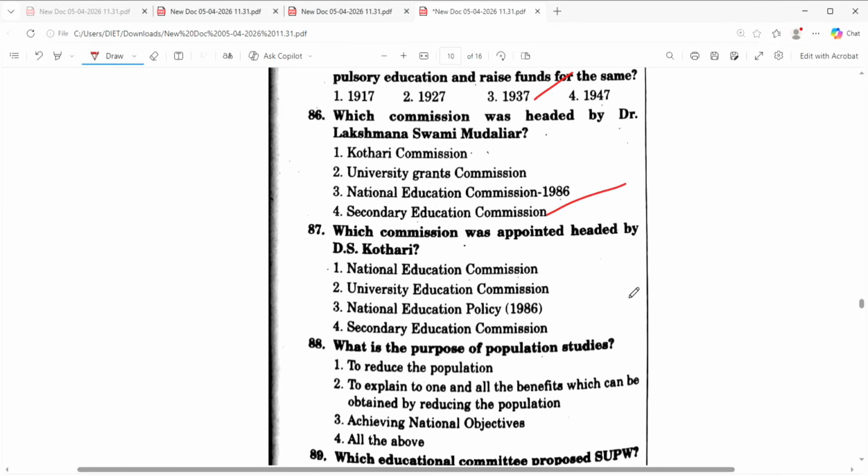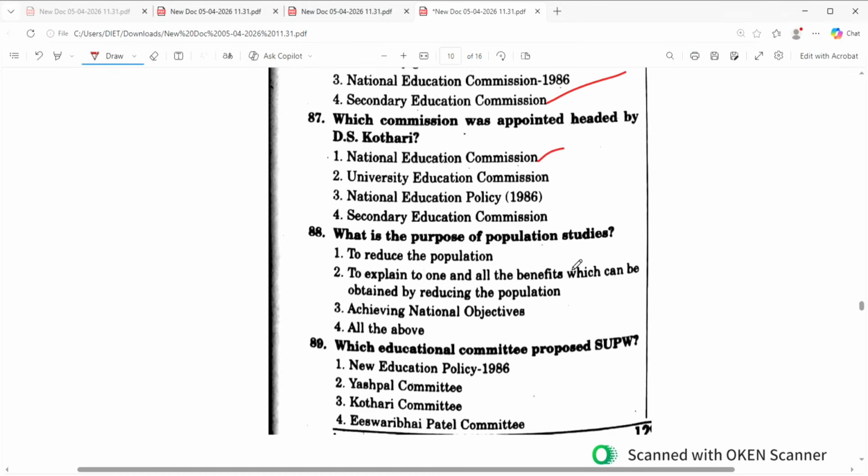Which commission was headed by D.S. Kothari? National Education Commission, University Education Commission, National Education Policy, or Secondary Education Commission. The answer is what we also call the D.S. Kothari Commission, the National Education Commission.